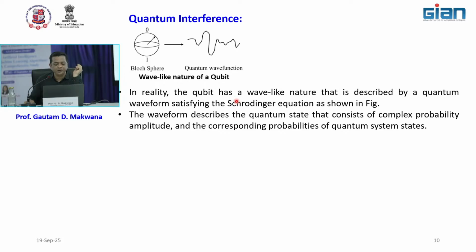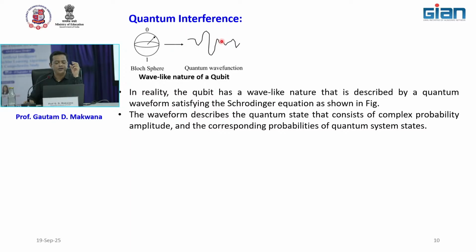In reality, the qubit has a wave-like nature that is described by a quantum waveform satisfying the Schrodinger equation, as shown in the figure. The waveform describes the quantum state, which consists of the complex probability amplitude and the corresponding probability of the quantum system state.